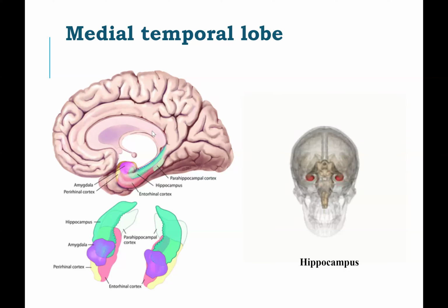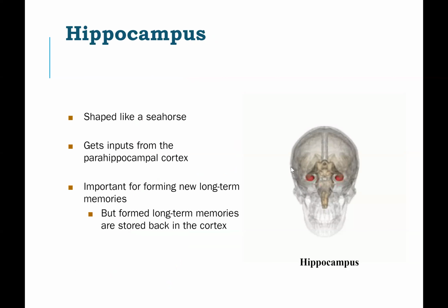There are other areas that are involved, but the hippocampus, unfortunately, this doesn't play around, but I wanted to show you where it's located. It's on the two sides of the brain. It looks like a seahorse, I think, and that's where the name comes from. Shaped like the seahorse, it gets inputs from the parahippocampal cortex, and it's really important for forming new long-term memories. But what people found out, and I'm going to talk about it, is that already formed long-term memories are actually stored in the cortex.